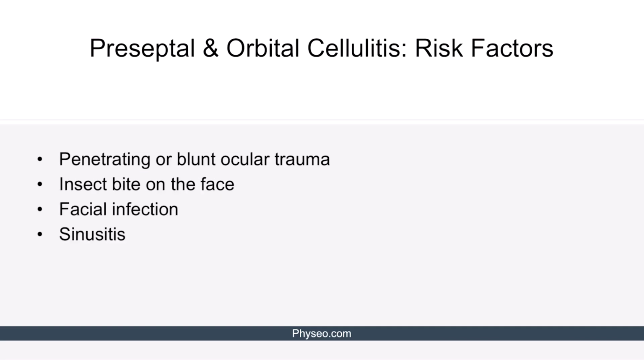Let's talk about the risk factors now. Penetrating or blunt ocular trauma can introduce bacteria into the preseptal or orbital space, causing preseptal or orbital cellulitis. Additionally, an insect bite on the face or facial infection can predispose to preseptal and orbital cellulitis. This is because the venous blood from the face is partially drained into the cavernous sinus through the orbital veins.